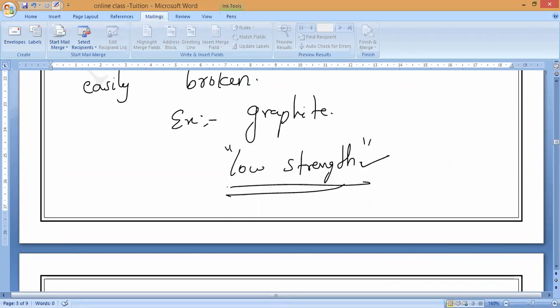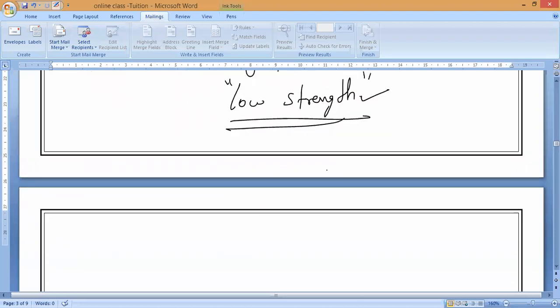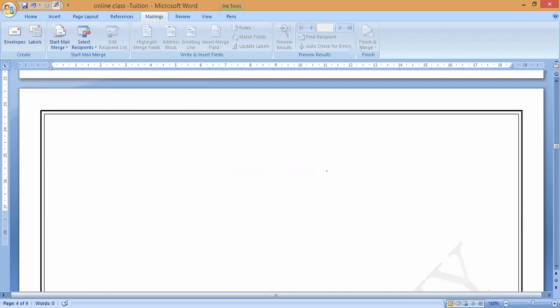So they are not strong enough because of low strength. When a large weight is placed on a graphite sheet, for example, if I hit a graphite pencil with a stone, what will happen? It will break into pieces. Yes or no? So solid non-metals will break.